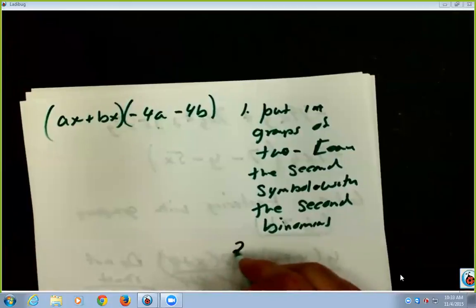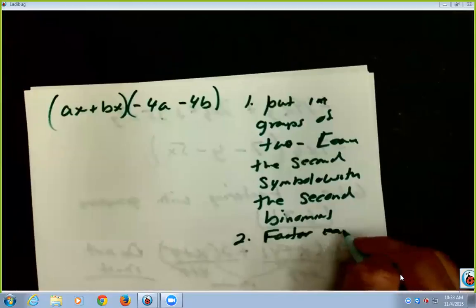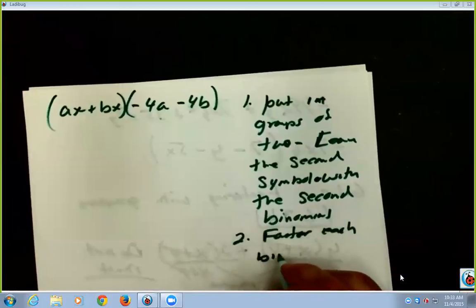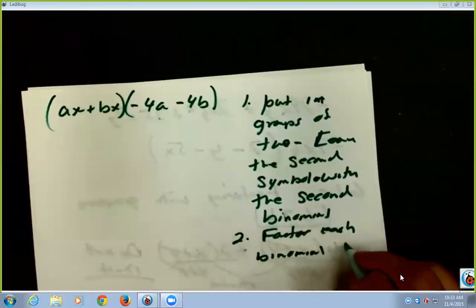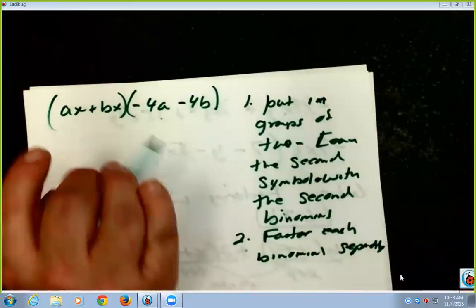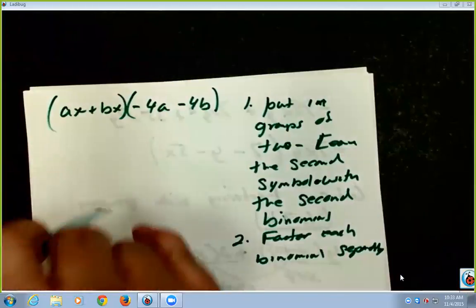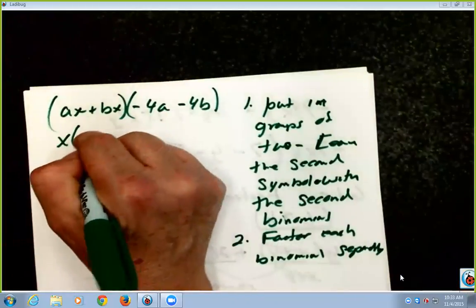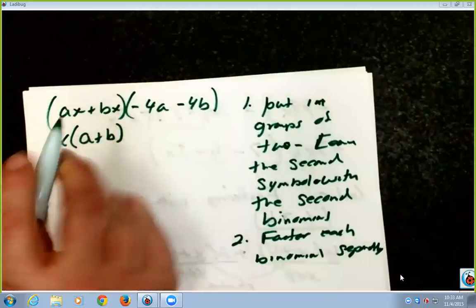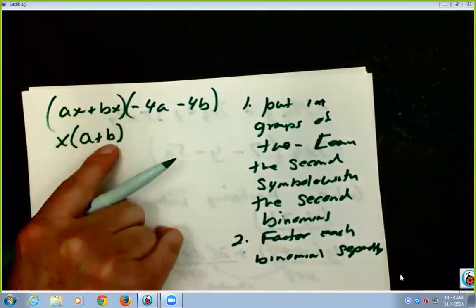So second step is factor each binomial separately. So if I factor this one, what could I pull out if that's the only thing I had? I can pull an x out. And that's going to leave me with a plus b, because x out of ax is a, and x out of bx is b.